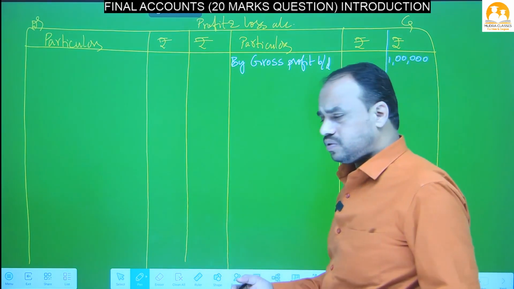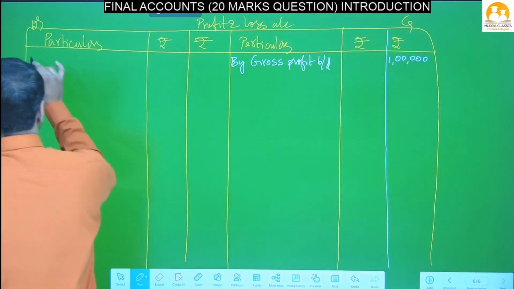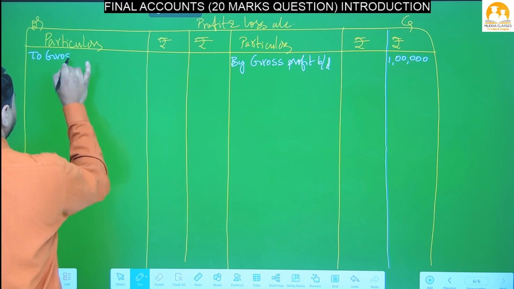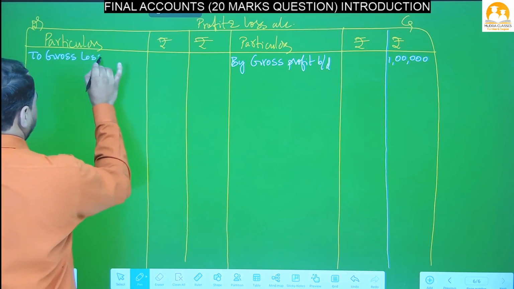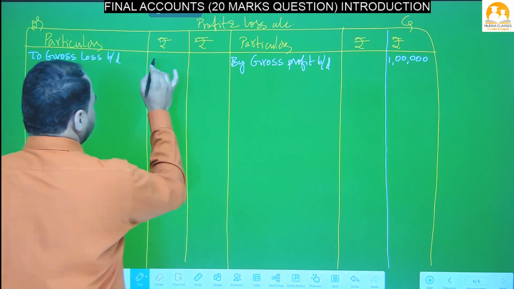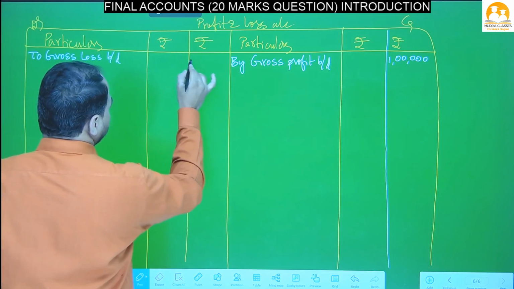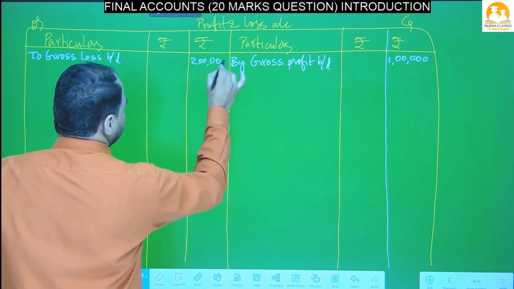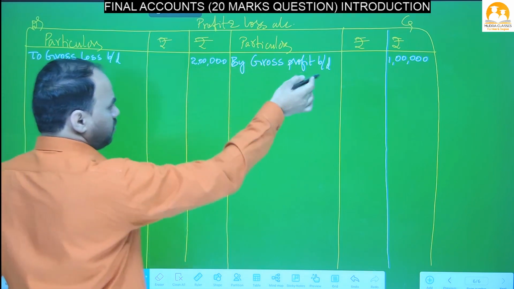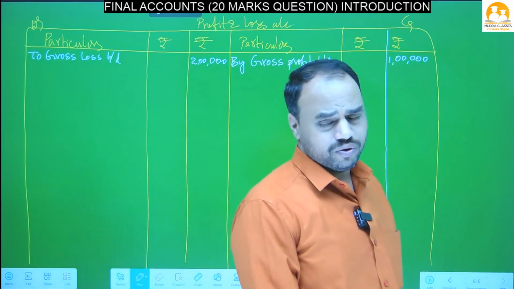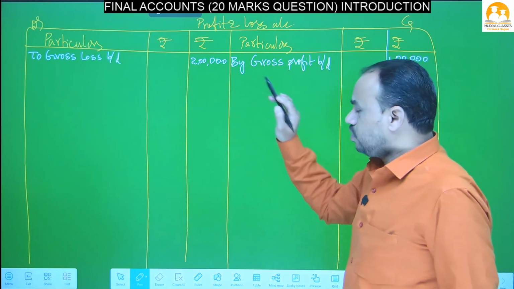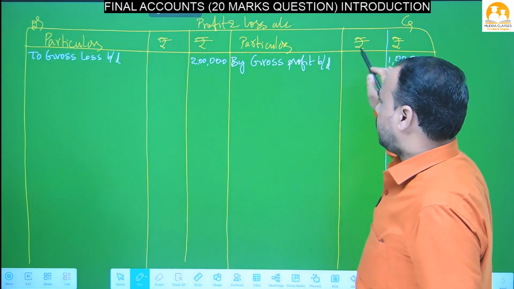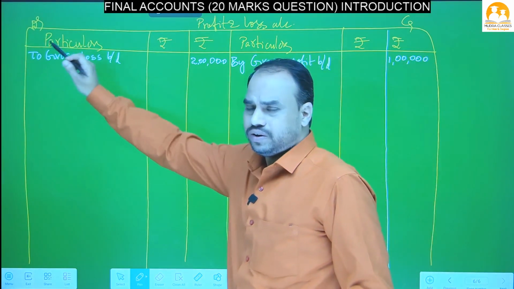If you got a loss, then we have to write it on the debit side: to gross loss brought down. Whatever loss you got, you write that, for example 2 lakh rupees. This number is given in the question, so you need not worry. You only remember: if you get gross profit, we write on the credit side; if you get gross loss, we write on the debit side.